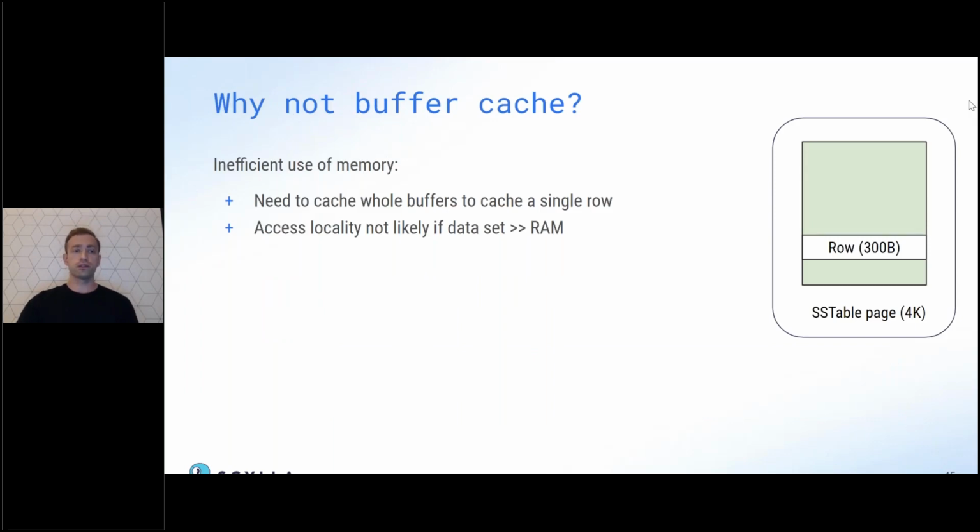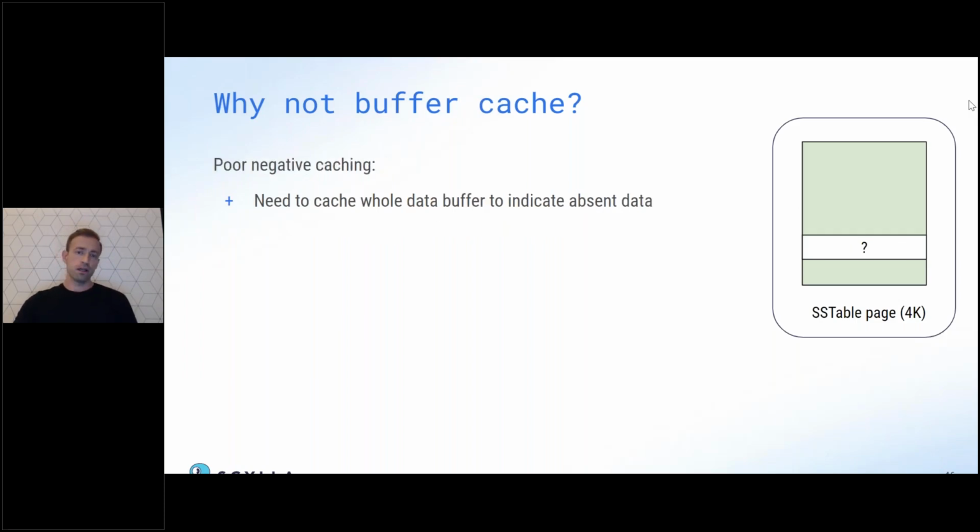One of the problems is that it leads to inefficient use of memory, because to cache a single row, you need to cache a whole buffer in memory, and the buffer is 4 kilobytes, and the row can be much, much smaller, for example, 300 bytes. And if your data set is larger than RAM, then access locality is not very likely, and you have inefficient use of memory. And even more so, it affects negative caching very poorly, because to cache the fact that you don't have a key, you have to also cache the whole buffer. So efficiency is even lower.